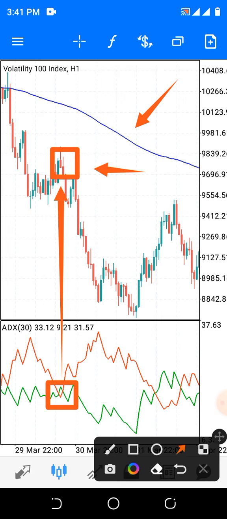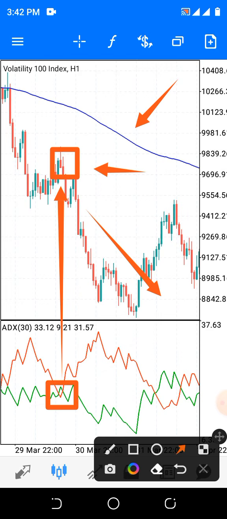So identify the direction of the market. When the market is in a bearish state, only look for sell signals. When it is in a bullish state, only look for buy signals. When the market is in a ranging state, you stay clear from the market.